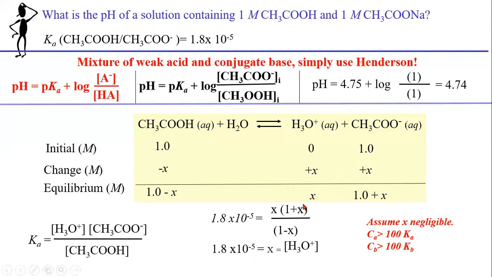If I neglect my x relative to my initial concentrations, or relative to my concentrations of material in my solution, then x is canceled, and this is 1 and 1, so my x is simply 1.8 times 10 to the minus 5. Take the minus log of the H3O plus to get pH, and you get pH is 4.74. Oh my God, look at all this that I did, and all I really had to do is use Henderson. Always simply use Henderson if you have an acid and a base in your solution, okay?